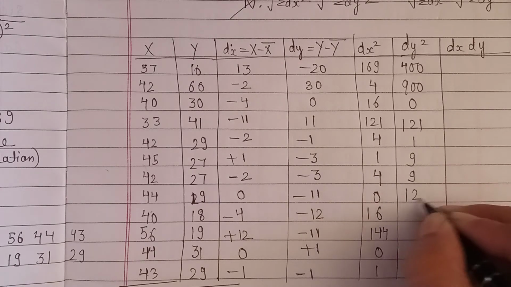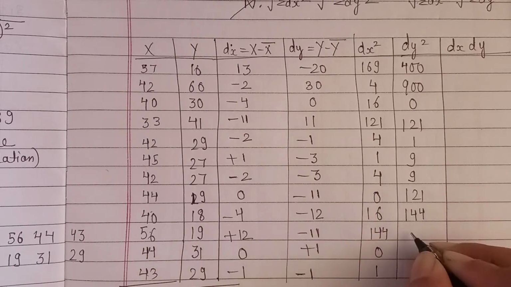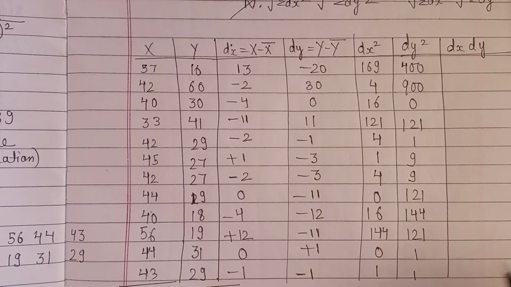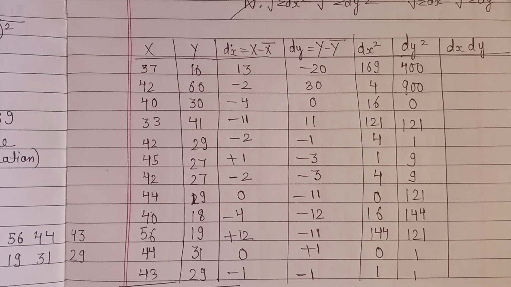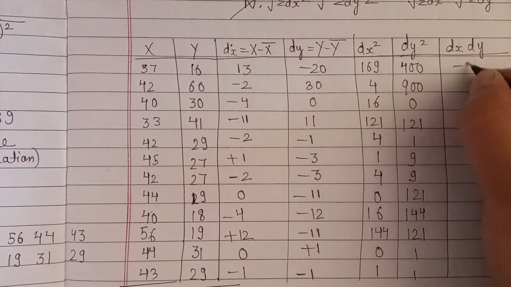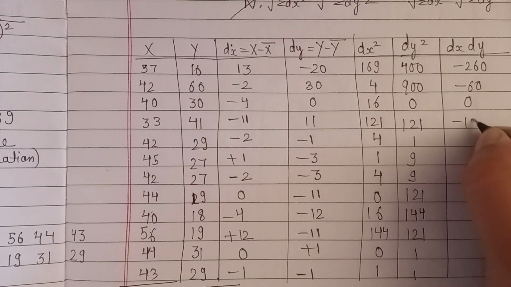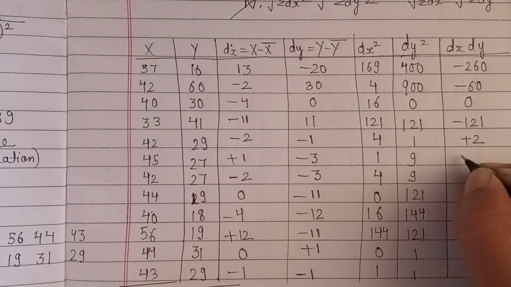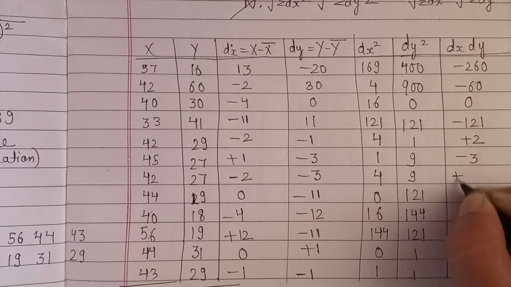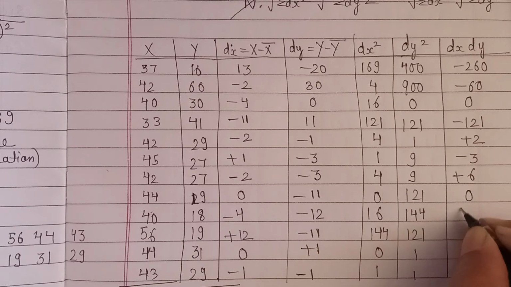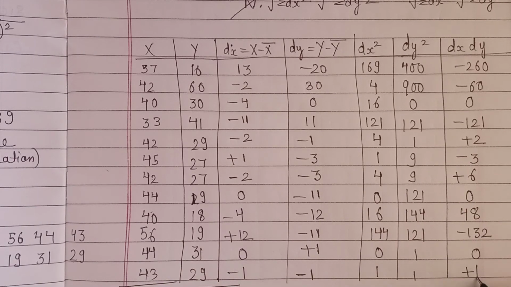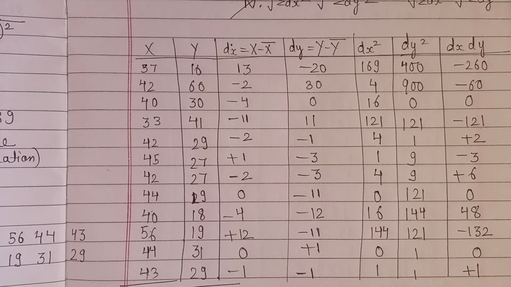9, 1, 2, 1, 144, 1, 2, 1, 1, 1, and dx into dy if we do, then we will get the values minus 260, minus 60, 0, minus 1, 2, 1, plus 2, minus 3, plus 6, 0, 48, minus 132, 0, plus 1. Now all these calculations we have done.